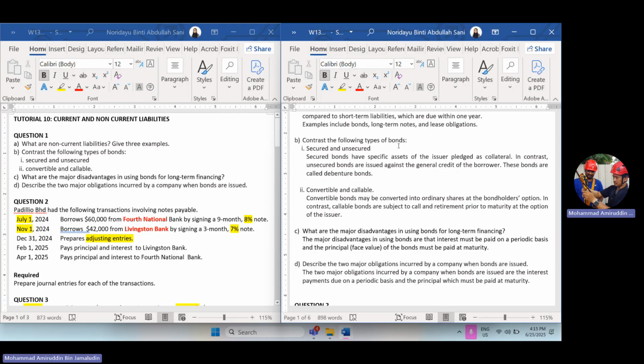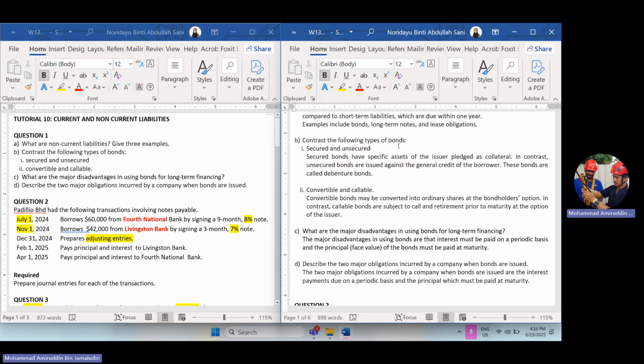Secured bonds have specific assets as collateral. Collateral means security. You must attach something so that you can get back the money that was borrowed. So you have a concept of lend and borrow. The person who issues the bond wants to borrow money. They are the borrower. So the investor will be the lender. Unsecured, you don't have to attach anything. Example like those common ones in the market. These bonds are called debenture bonds.